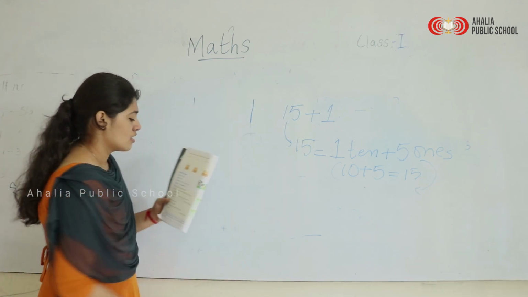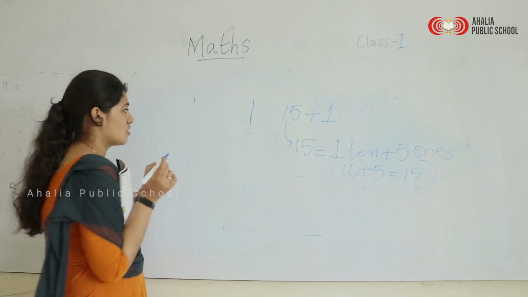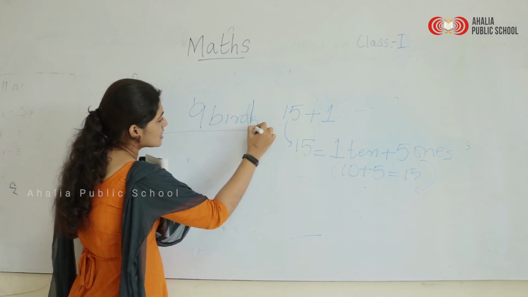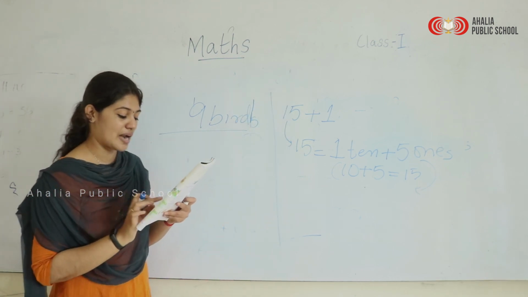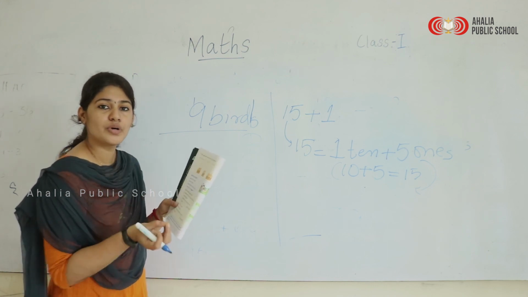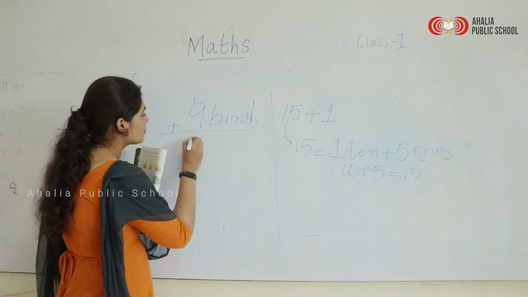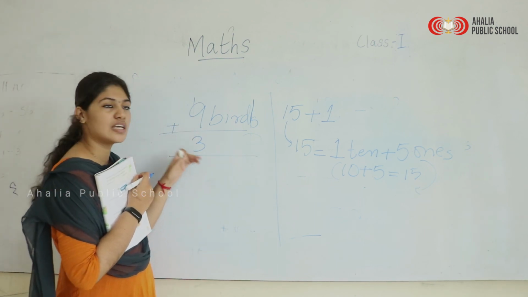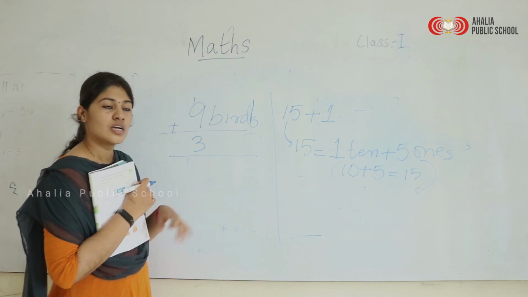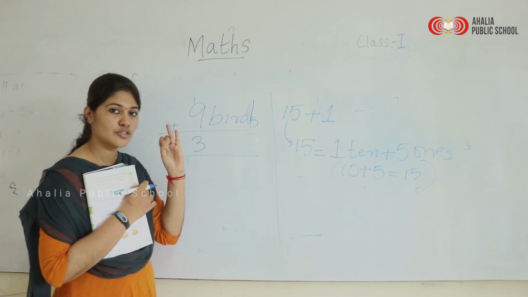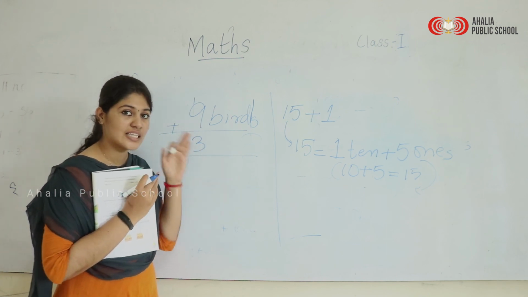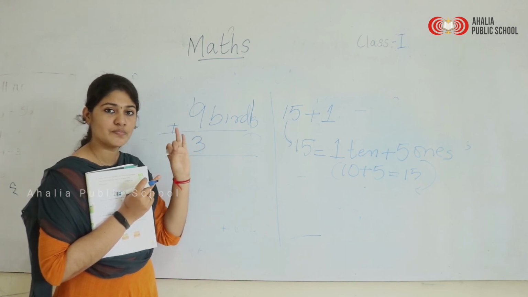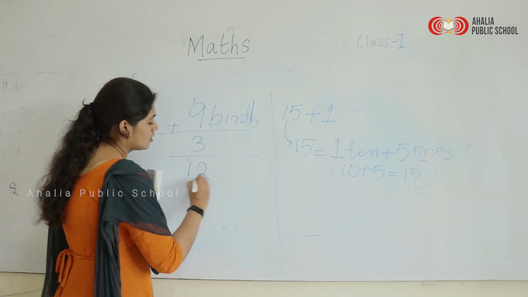So in the exercise, there are 9 birds sitting in the branch. There is a branch, children, in which 9 birds are sitting, in the branch of the tree, and 3 more birds came. Okay, so 3 more birds are adding. Already there are 9 birds and extra 3 birds are coming. So in total how much? Take the number 9 and count 3 numbers: after 9, 10, 11, 12. So the number is 12.